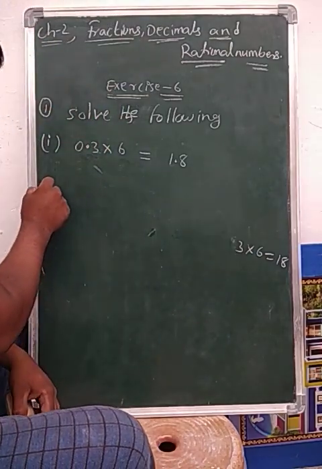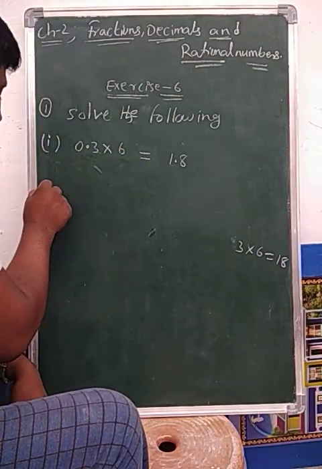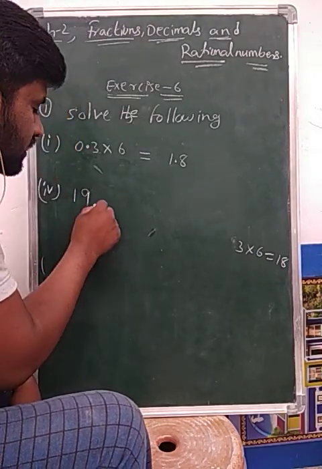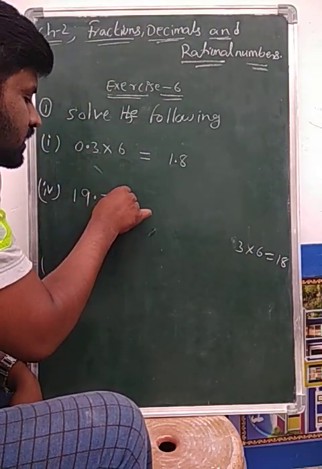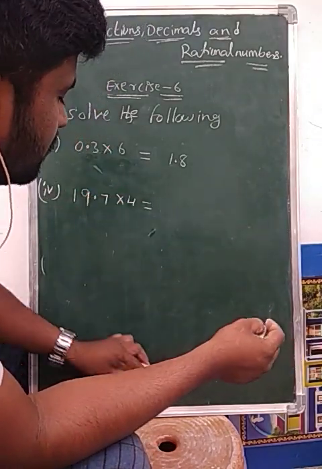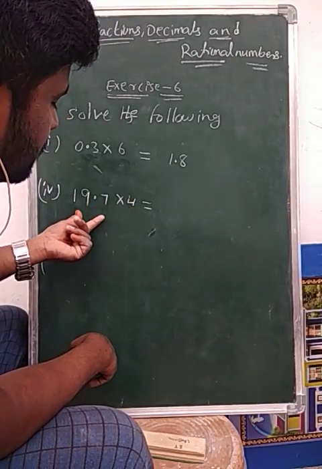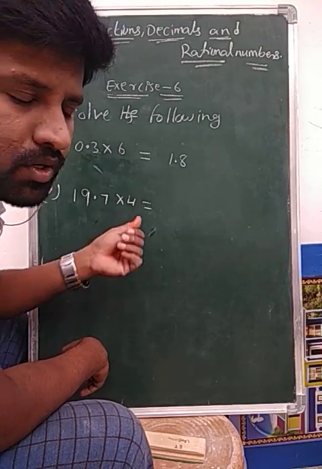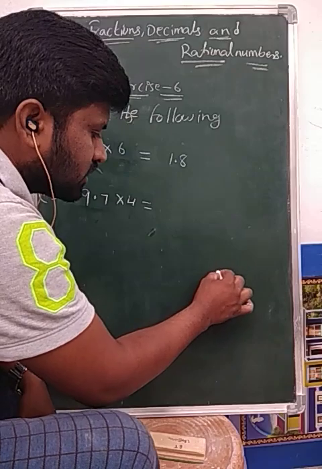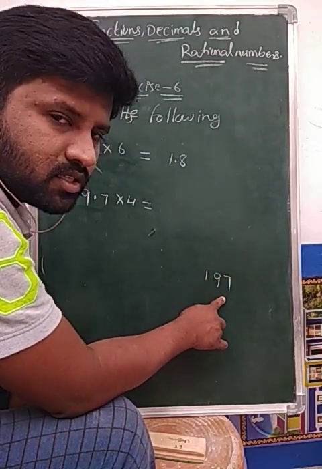Now the next question, the fourth one I am taking, that is 19.7 into 4 is equals to what? See clearly, 19.7 into 4. 19.7 is a decimal number, 4 is a whole number. Without the point, write the digits. That is nothing but 197.